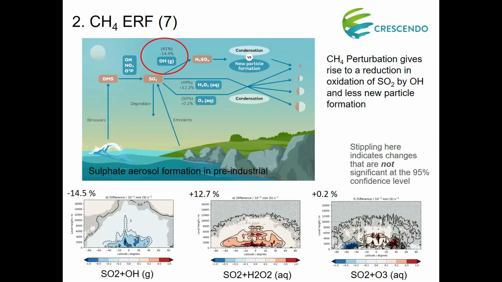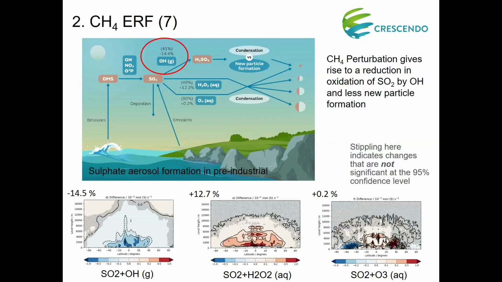In particular, we reduce the amount of SO2 that we oxidize in the gas phase because of the impact methane has on the hydroxyl radical, but that reduction is compensated by an increase in the amount of SO2 that's oxidized in the aqueous phase. However, because this gas phase oxidation pathway reduces in its contribution, we get less sulfuric acid in the gas phase available for both condensation and indeed for nucleation. That gives rise to a shift in the aerosol size distribution because we get fewer nucleation events. So we get fewer aerosol particles in the lower sized modes and a shift in the mass towards the larger particles. The plots along the bottom are showing the multi-annual zonal mean differences in the different oxidation pathways that arise due to the methane perturbation.